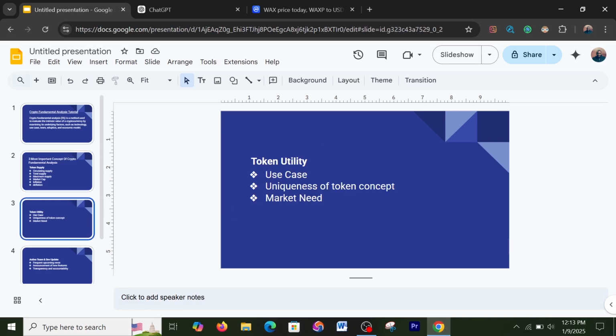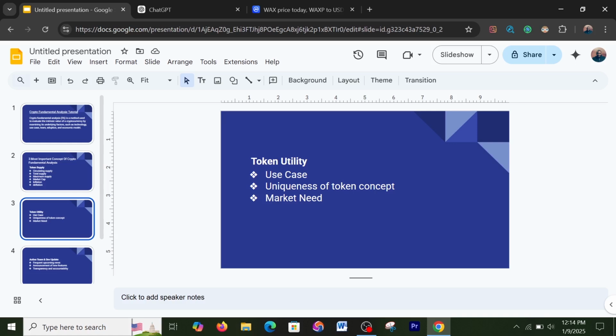The second component that you must analyze in your fundamental analysis is token utility, which is the use case. What is it being used for? What's the concept? What does it intend to solve? Which problem does it intend to solve in the ecosystem? You have to ask yourself that, and you have to ensure that the concept is unique, which is the second point, the uniqueness of the token concept.